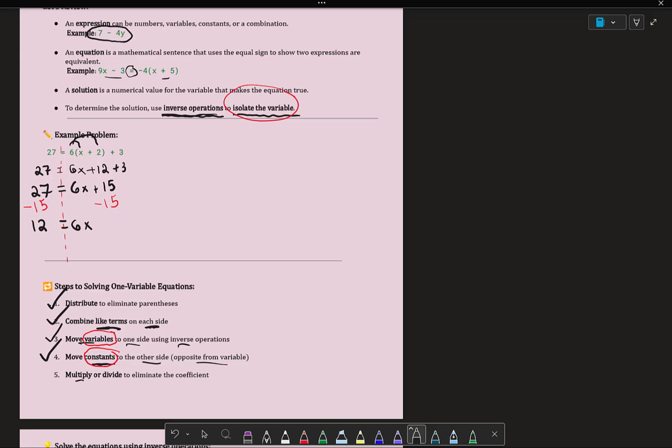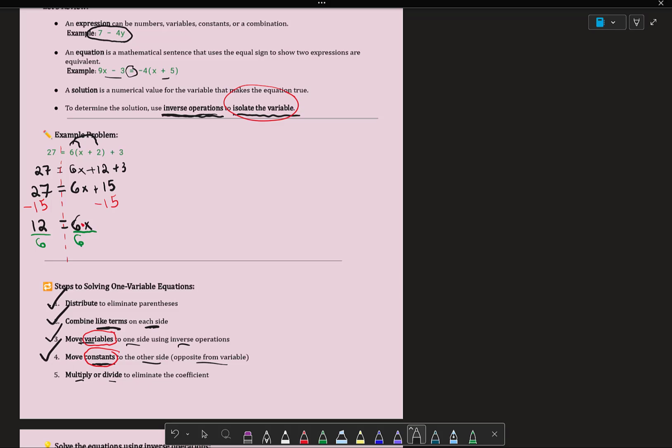And then finally, step 5, multiply or divide to eliminate the coefficient. So remember, 6x really means 6 multiplied by x. So the inverse operation of multiplying x by 6 is dividing x by 6. Whatever we do to one side, we must do to the other.